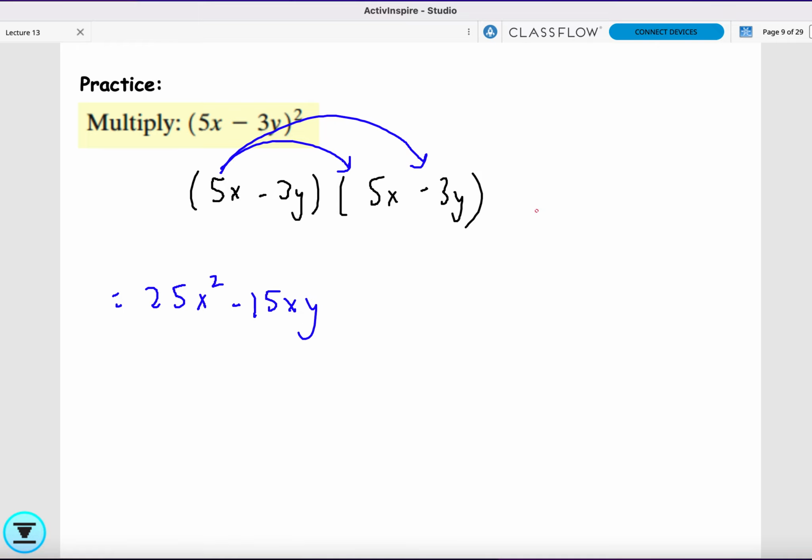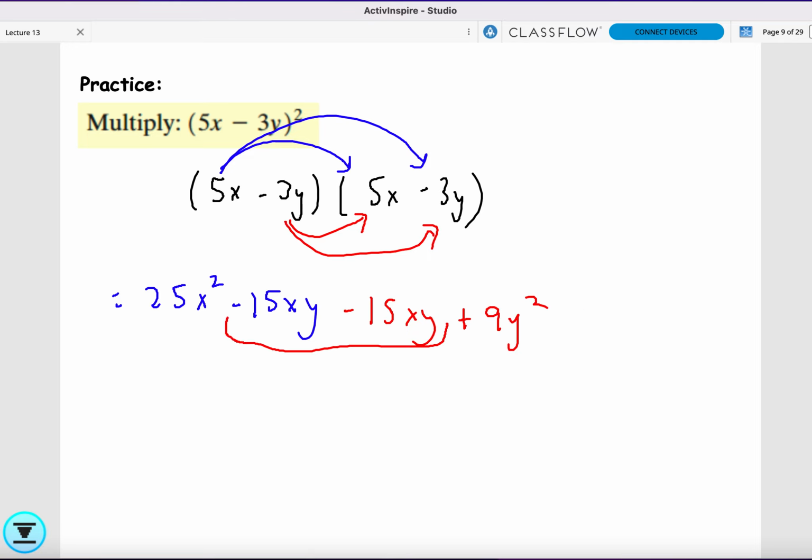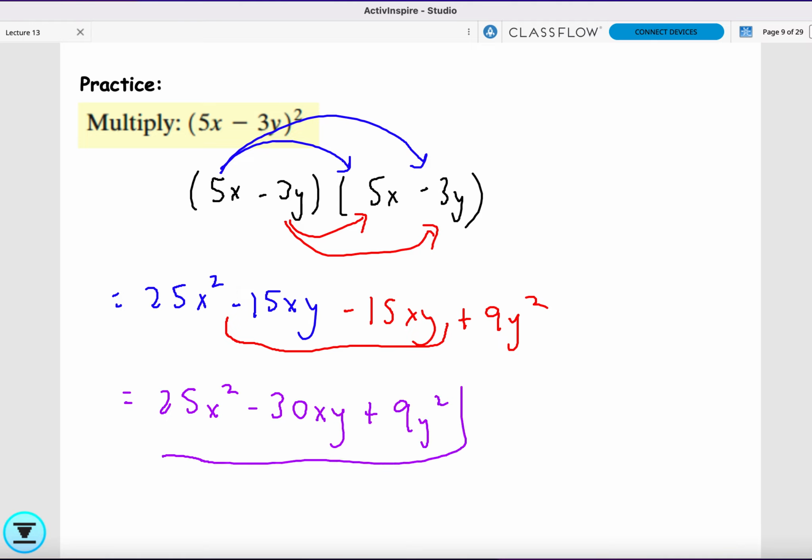Then I'm going to go ahead and switch off my arrow. Negative 3y times 5x is another negative 15xy. And this times this is plus 9y squared. I know these two can be combined. So our final answer is 25x squared minus 30xy plus 9y squared. And we're done.